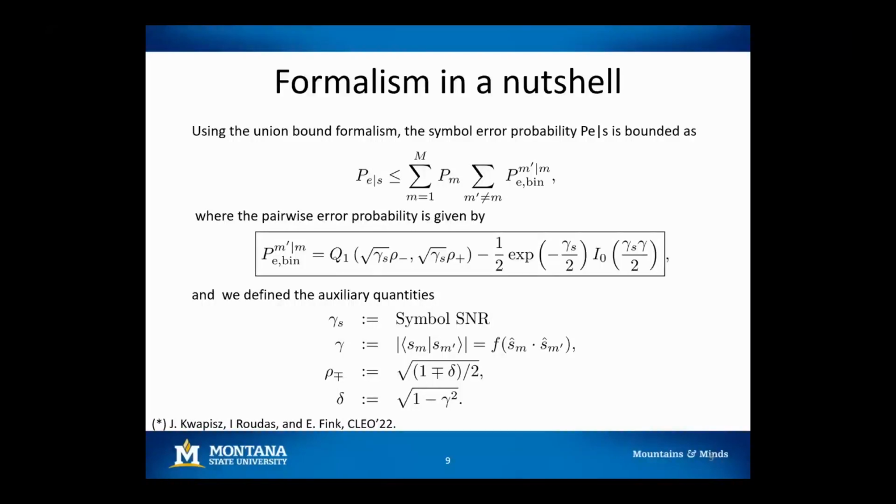If we see the bound, it depends on the pairwise error probability, which itself depends on the Marcum Q function of the first order and the modified Bessel function of zero order. And inside the arguments, we have the symbol signal to noise ratio, and we have also the multiplication of two symbols in the Stokes space, or equivalently in the zone space. This parameter gamma here is known to mathematicians, and it is called the Fubini-Study metric. So apparently this quantity here is going to affect our error probability.